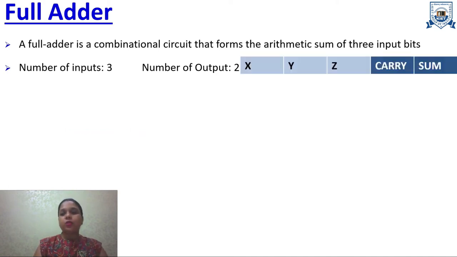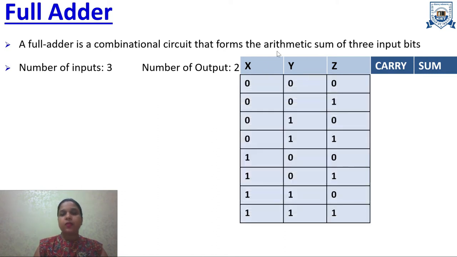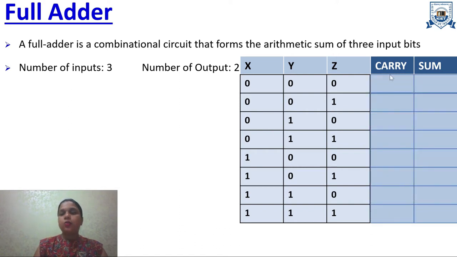Now let's see the truth table for the full adder. The inputs are x, y and z and the outputs are carry and sum. When the number of inputs is 3, the possible inputs are these. Now we need to evaluate the carry and sum for these inputs. So let's evaluate.